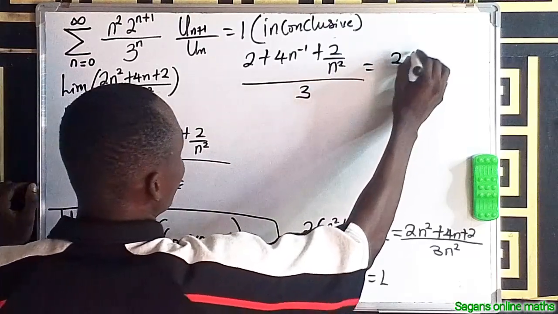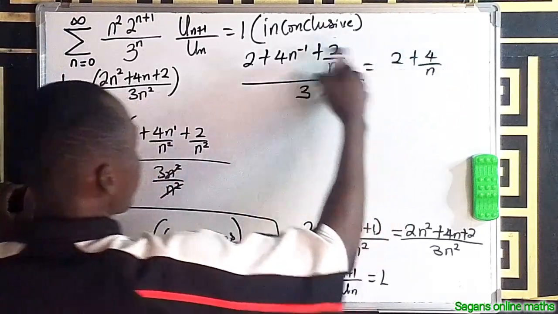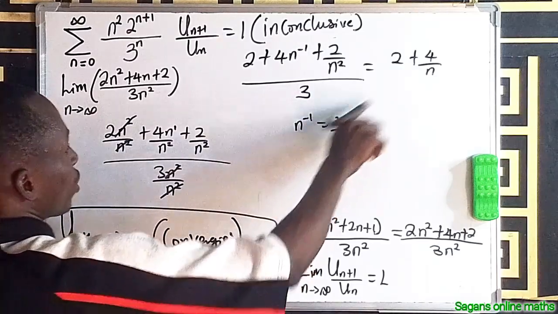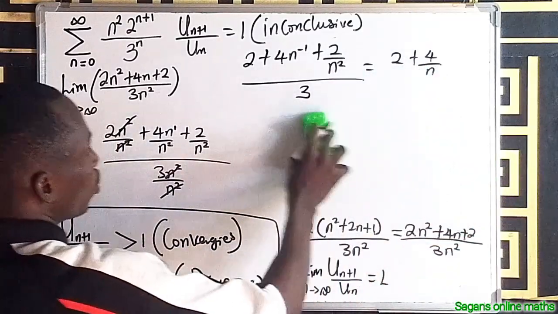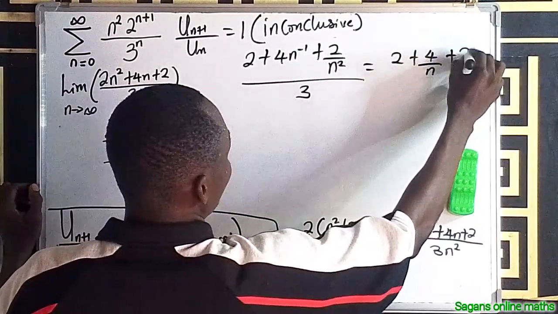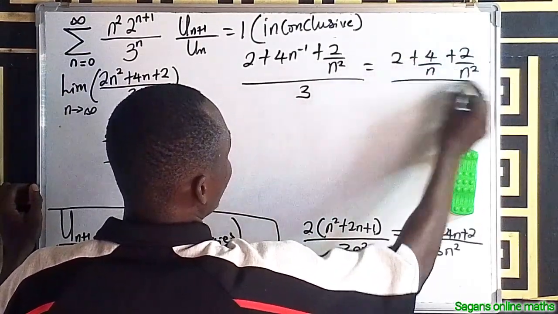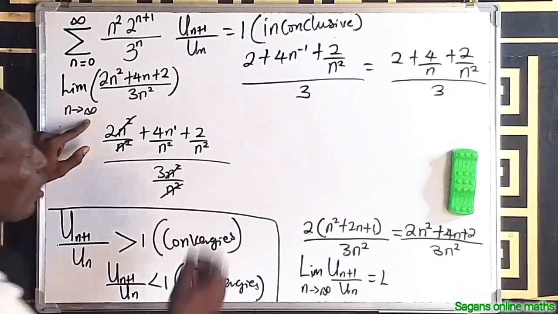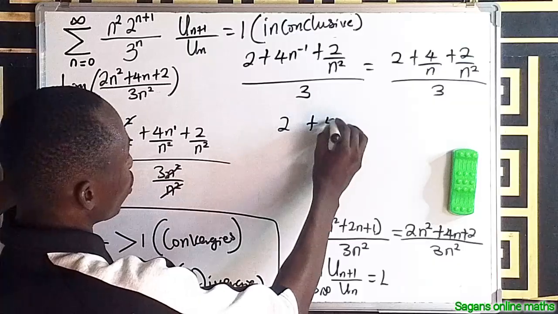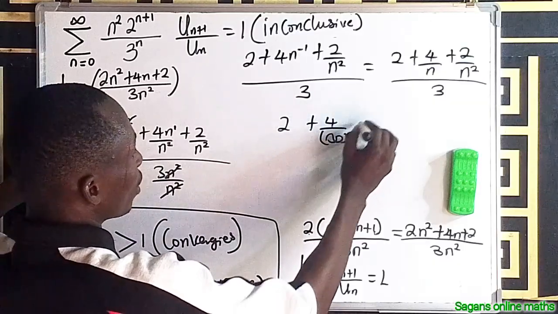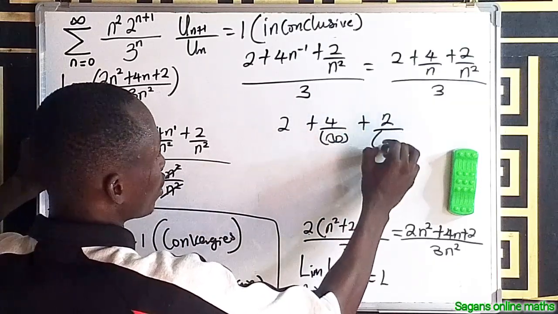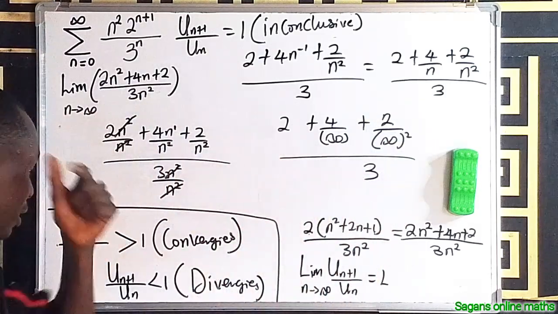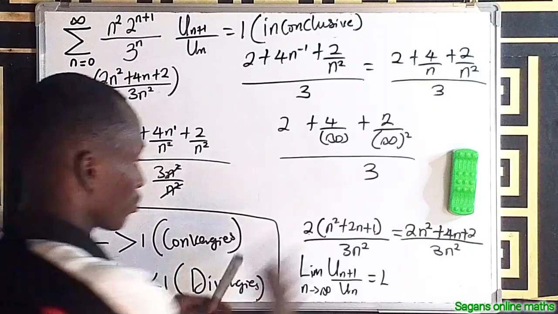So here I can write this as equal to 2 plus 4 divided by n, because n to the power of minus 1 is equal to 1 divided by n, and 4 times 1 over n will give us 4 divided by n. Okay. Then plus 2 divided by n squared, all divided by 3. At this point, we can substitute our infinity. So we will have 2 plus 4 divided by infinity, then plus 2 divided by infinity squared, then all divided by 3. Right? Now, let me remove this from here quickly.